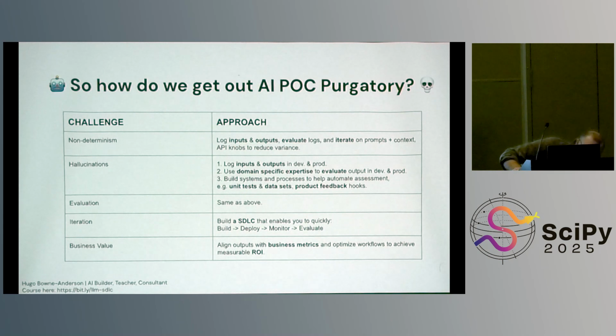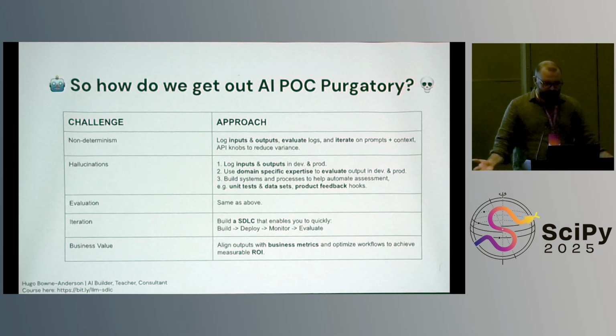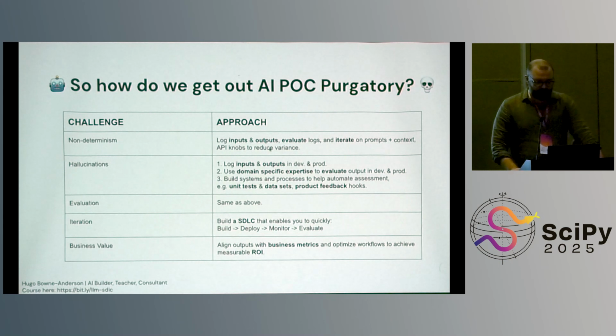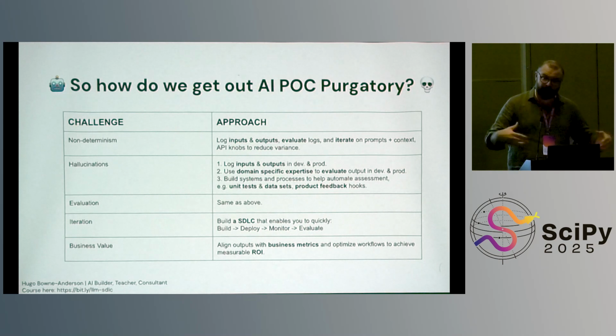So how do we get out of purgatory? All these challenges: non-determinism, hallucinations, evaluation, iteration, and making sure we deliver business value. You need to log inputs and outputs, evaluate your logs and iterate on prompts and context. Use your API knobs to reduce variance. Or if you want like a creative system, maybe you want to increase variance, but know what happens then.